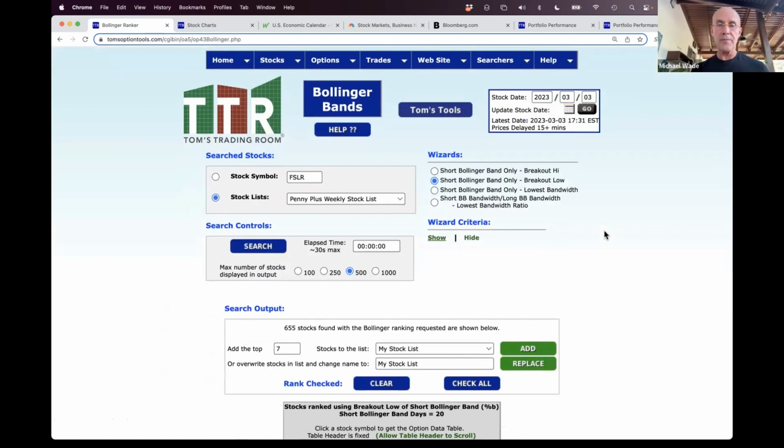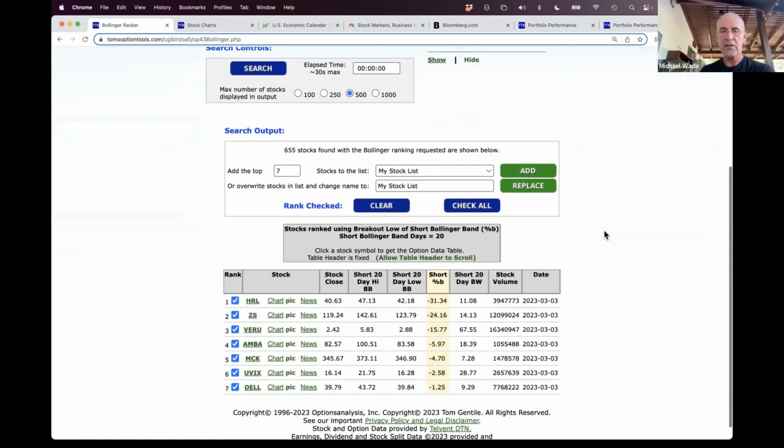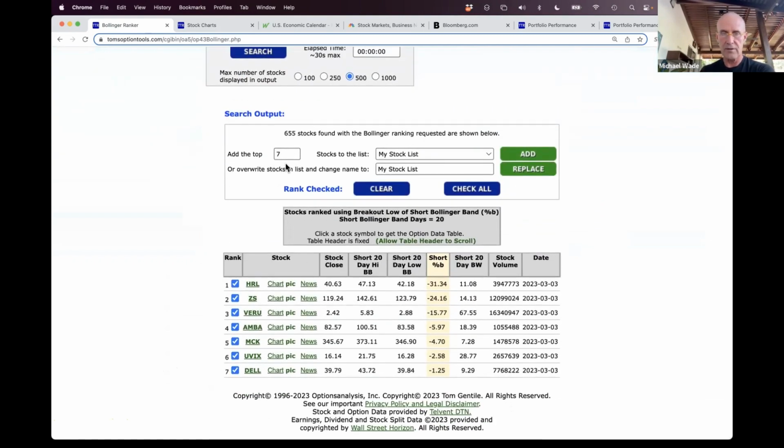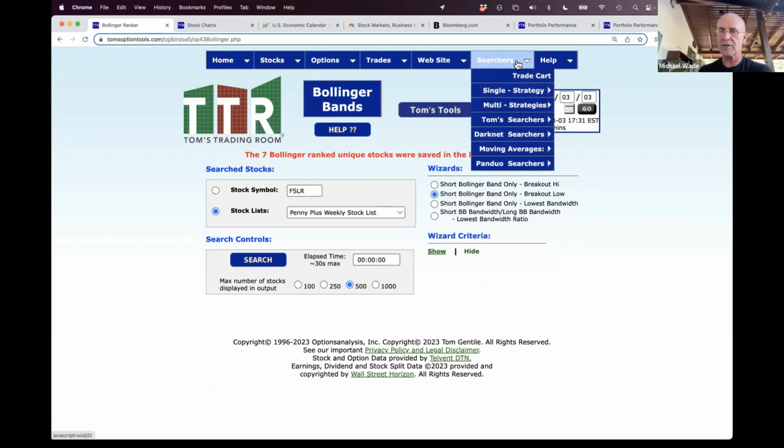Okay, now from here, whether you're using bulls or bears, breakouts, highs or lows, you can always save the scan results into my stock list. Let's do that. I'm going to take these 7 stocks that have all broken down below the lower Bollinger Band. I'll replace them in my stock list, and then I can go searching.